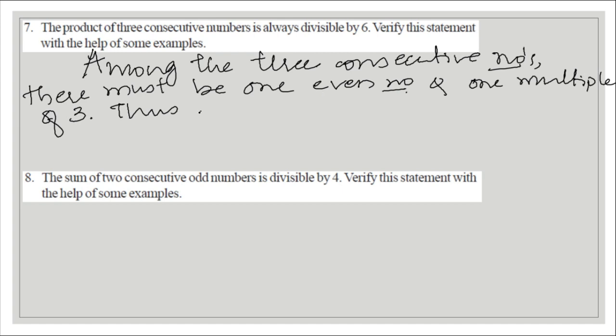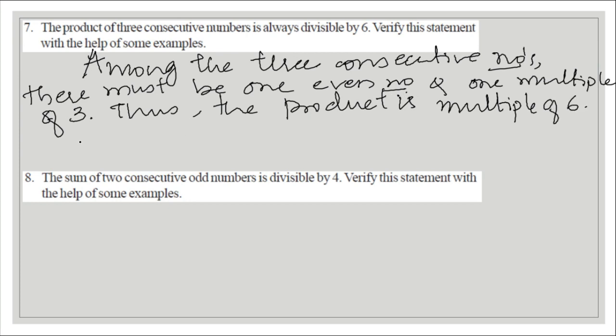Thus, the product is a multiple of 6. That means it is divisible by 6. Let me give an example. 2 multiplied to 3 multiplied to 4 is 24. It is a multiple of 6. This number 24 is divisible by 6.